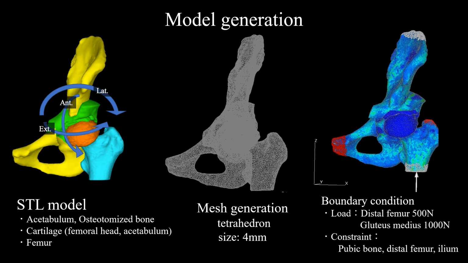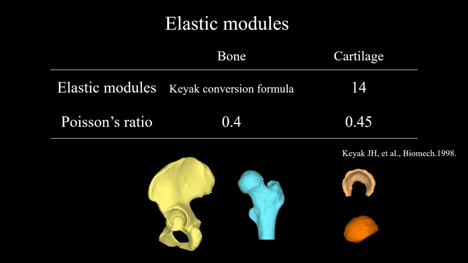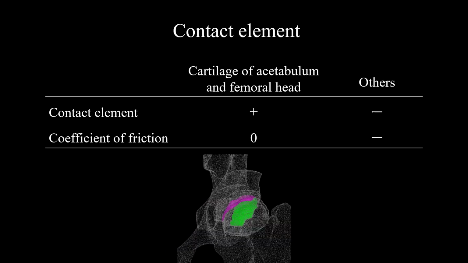Model generation. STL models of acetabulum, osteotomized bone, cartilage, and femur were created. Mesh generation was performed with a standard size of 4 mm. The loading conditions were 500 Newton for distal femur and 1000 Newton for gluteus medius. Elastic modules were set as follows. Contact element was set between the cartilage of acetabulum and that of femoral head.